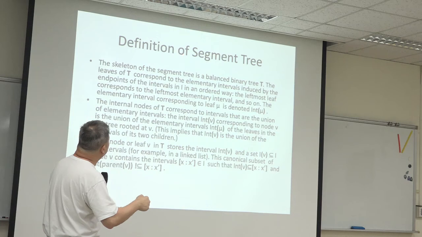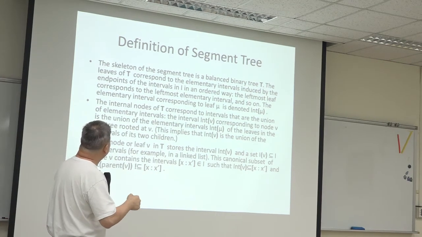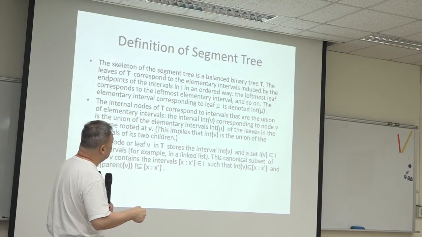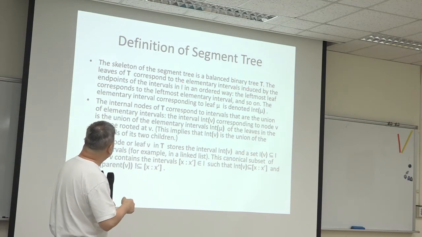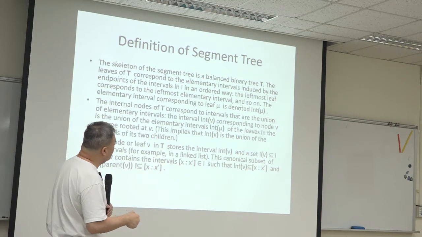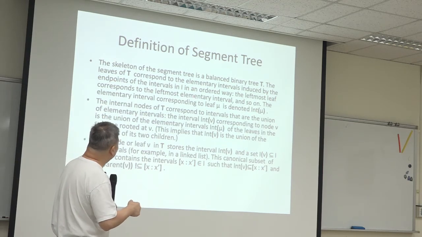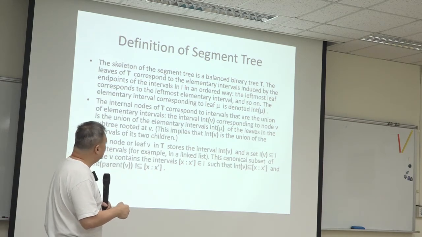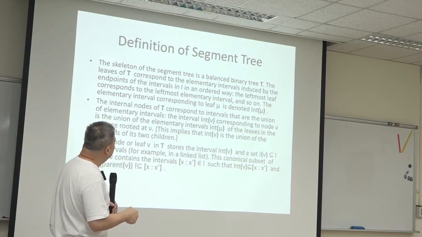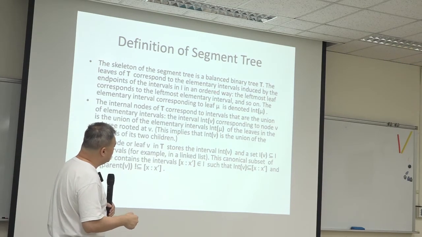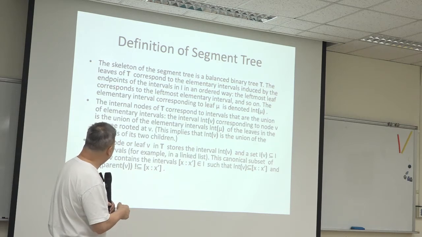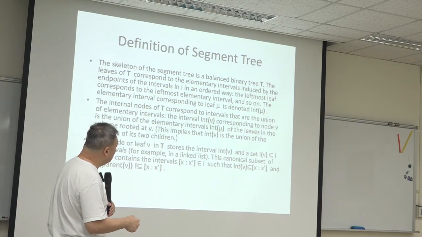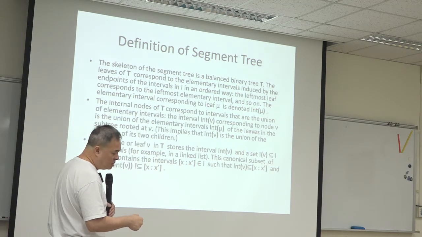First, let's define this segment tree. The skeleton of a segment tree is a balanced binary tree T. The leaves of T correspond to the elementary intervals induced by the endpoints of the intervals in the set I, which is a collection of intervals, in an ordered way from left to right. So the leftmost leaf corresponds to the leftmost elementary interval, and so on. An elementary interval corresponding to leaf mu is denoted as Int(mu). I already talked about that previously.